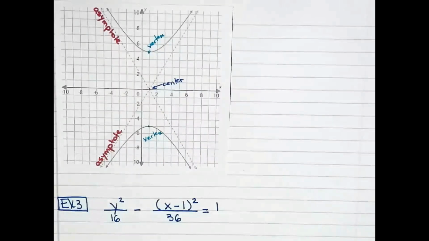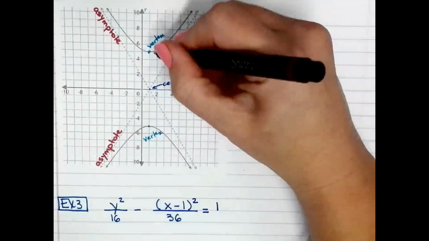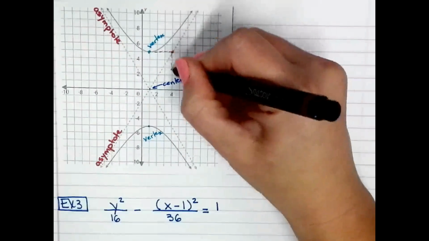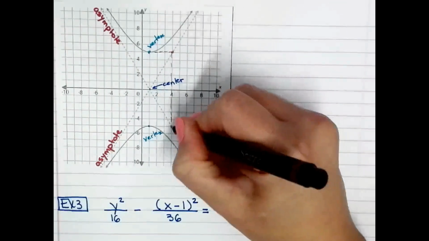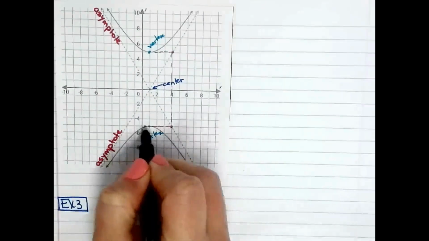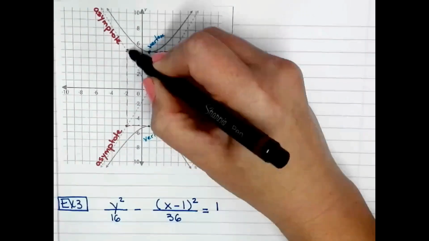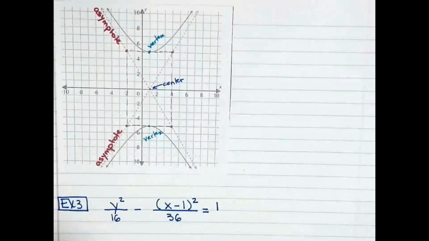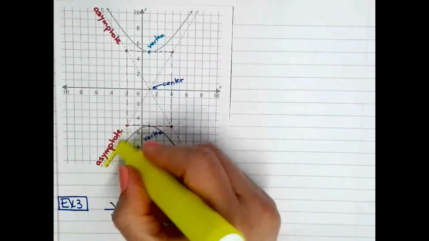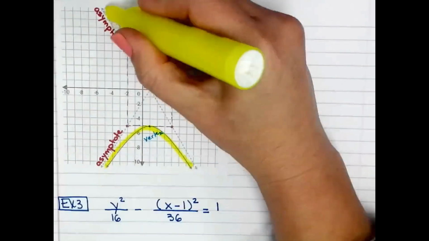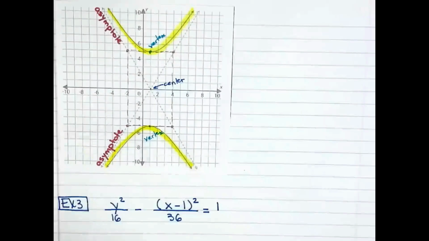Okay, we will do the same thing for the second example, but this time I'm going to pick up the pace a little bit because we already know how to draw the box, and that's what I'm going to do here real quick. Okay, so here's the box, and here is my hyperbola. Since it opens up and down, this is a vertical hyperbola.